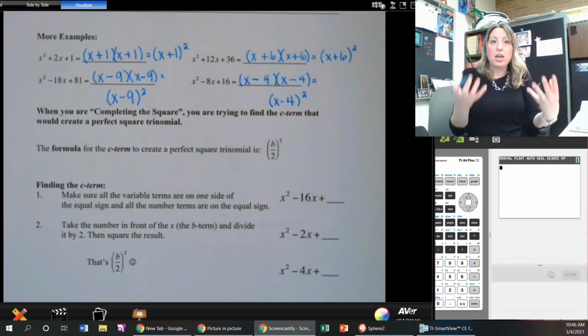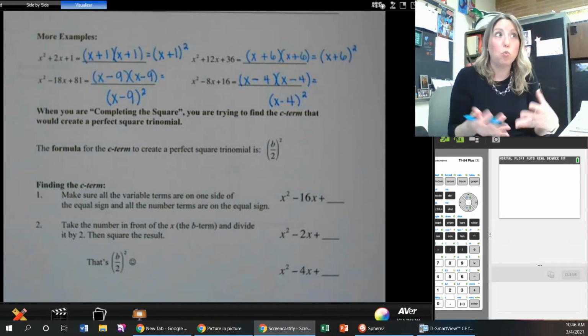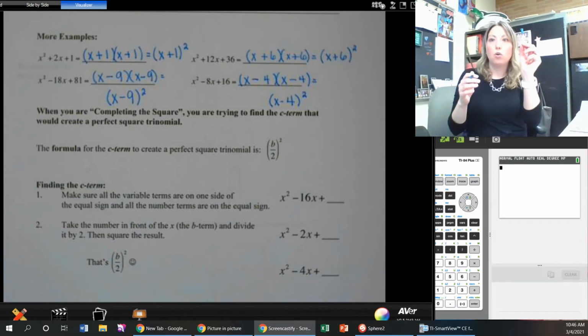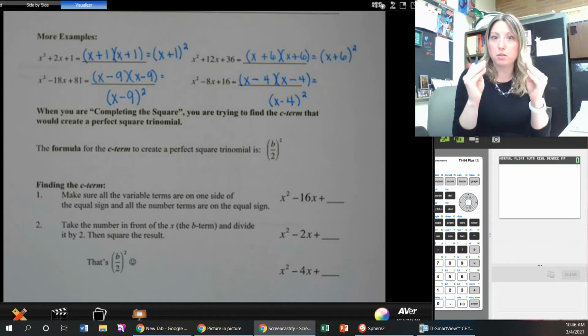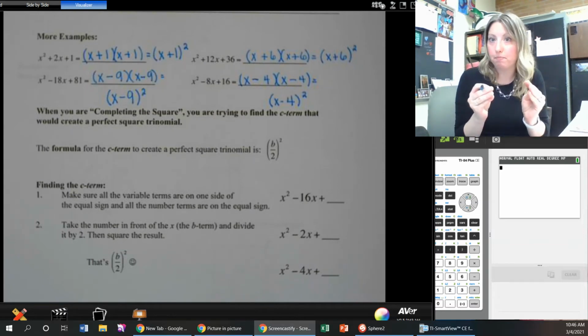So if we have a perfect square trinomial, we get to write it as a binomial times itself, or one binomial squared. That is going to be important in lesson 3. Okay?